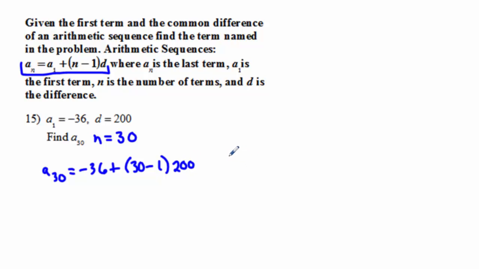Well, this I think is going to end up being a really big number because not only are we finding the 30th term, but each term goes up by 200. So I just plug this all into my calculator and I get 5,764.